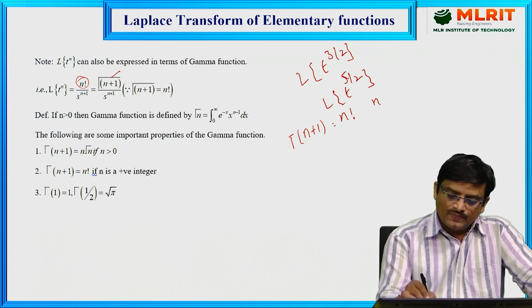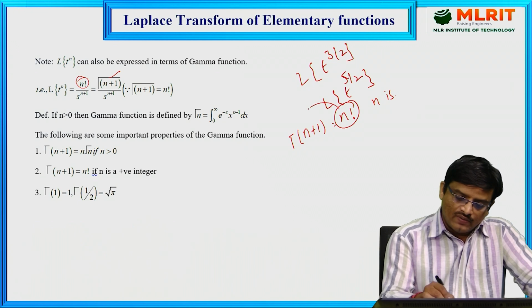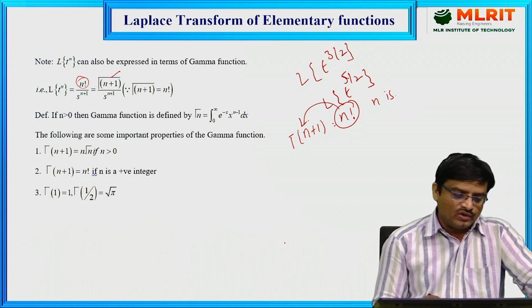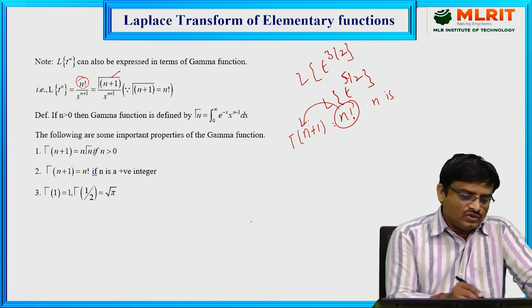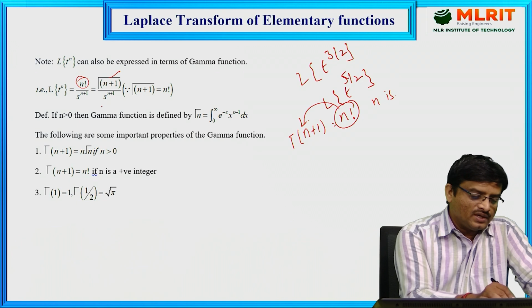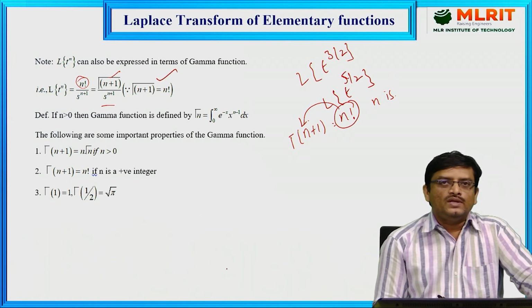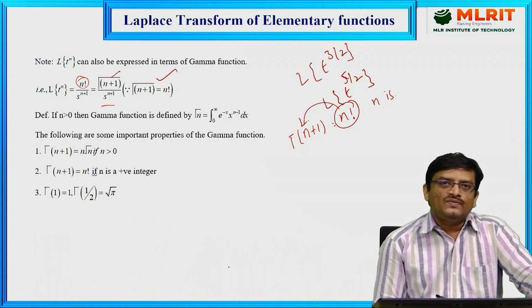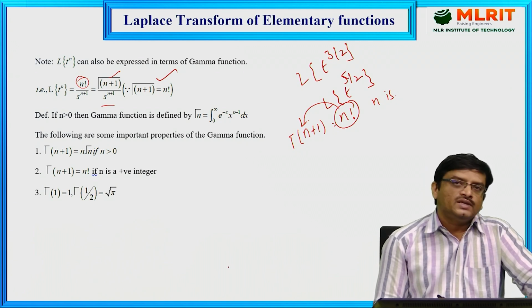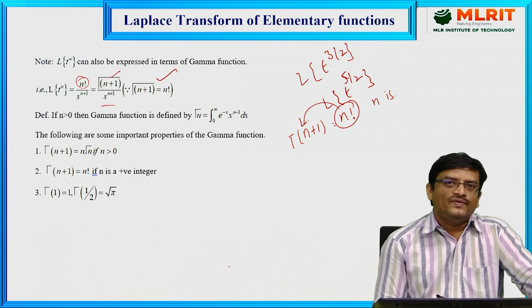Here n is a positive integer. Now we are having n factorial, so I want to replace that n factorial with gamma. So gamma of n plus 1 by s power n plus 1 here, because gamma of n plus 1 is equal to n factorial. By taking the help of this gamma function, we can convert this n factorial in terms of gamma of n plus 1.